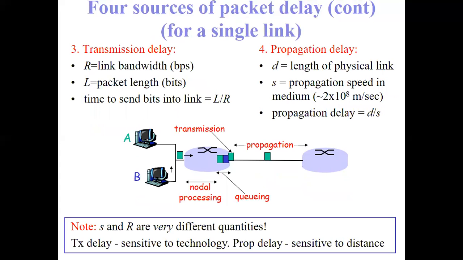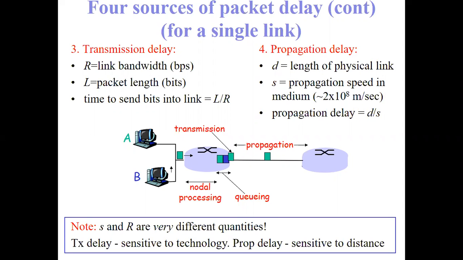Transmission delay now. R is the link bandwidth, meaning that R could be the host. The link bandwidth is in bits per second. Then L is equal to the packet length in bits. How big is that particular packet? Then L over R is the time to send bits into the link.